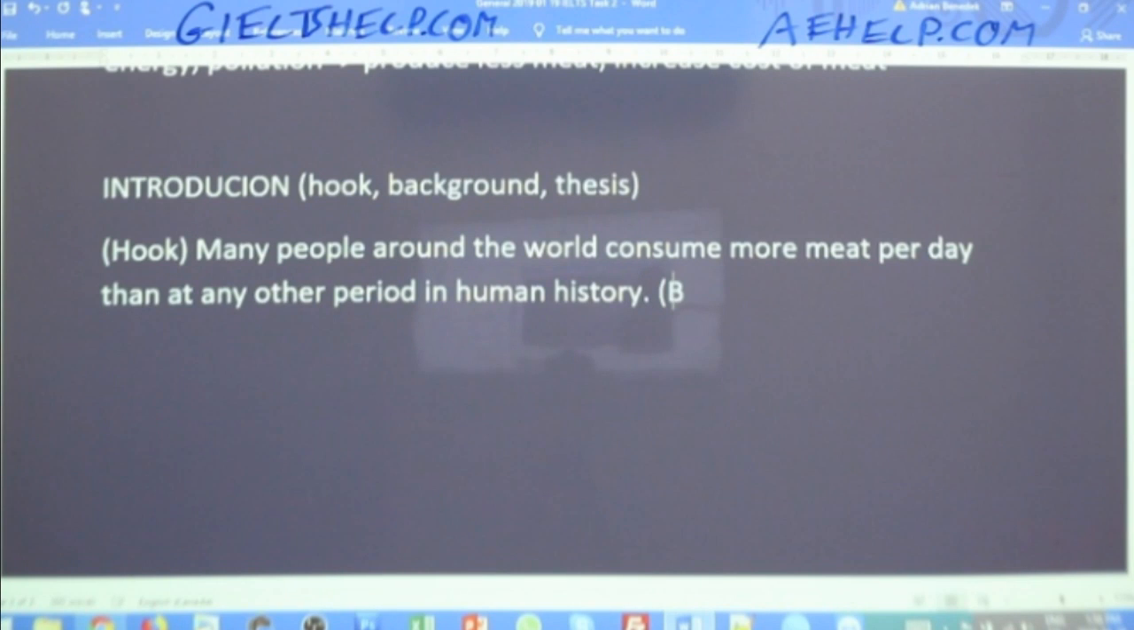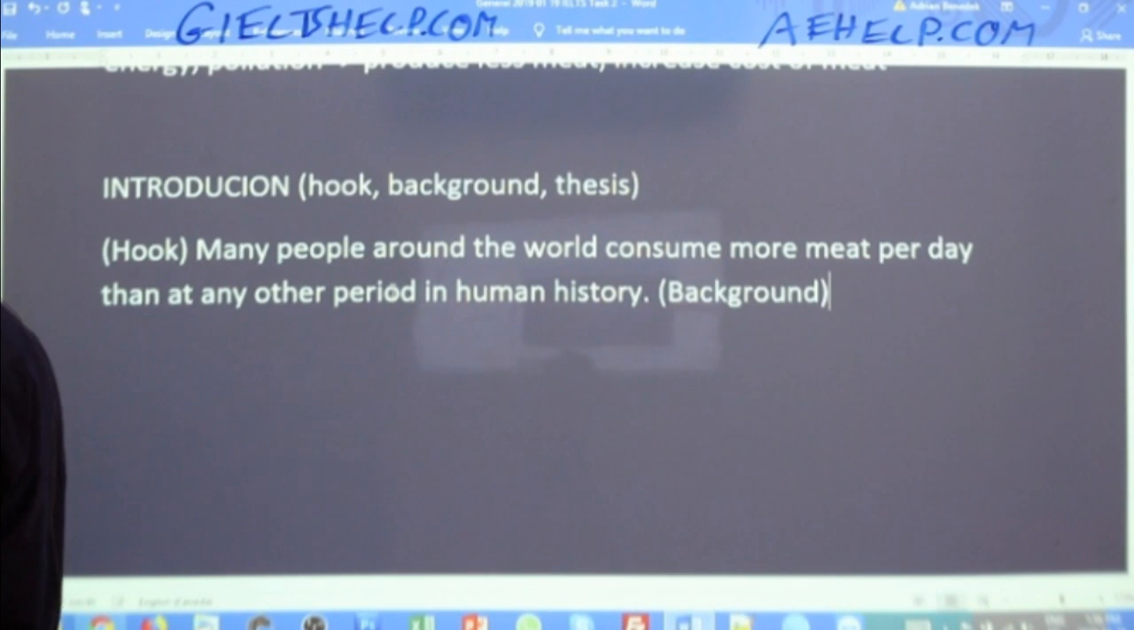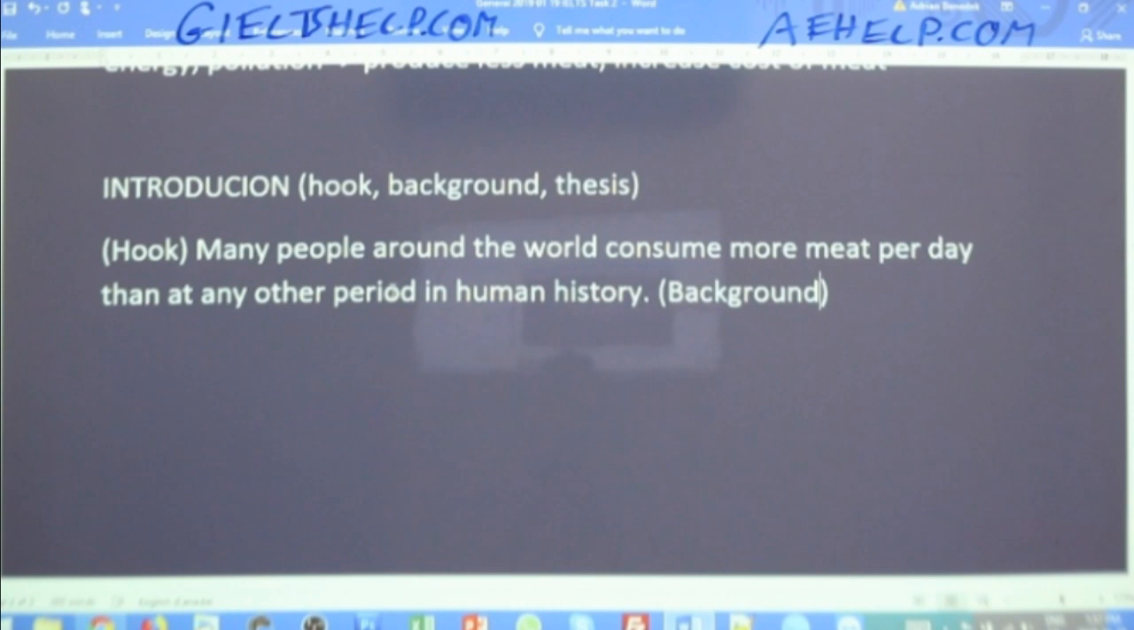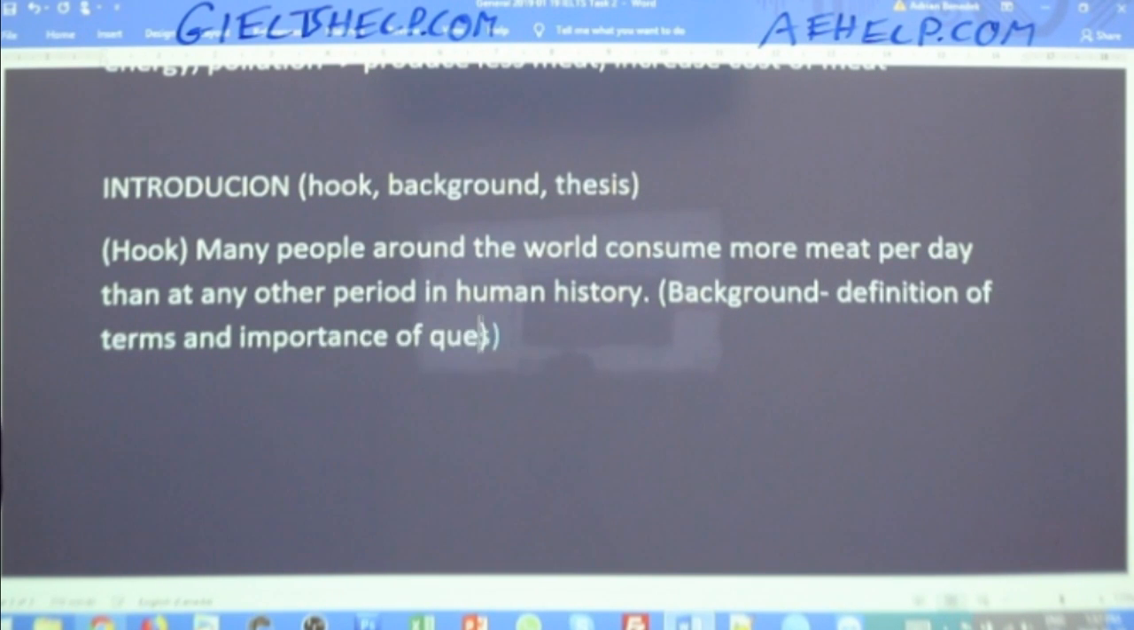Now comes the background. Okay, the background actually has two smaller parts. It has the definition of terms and importance of question. These are each one sentence.